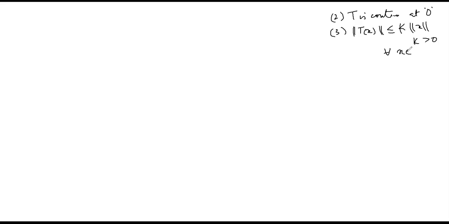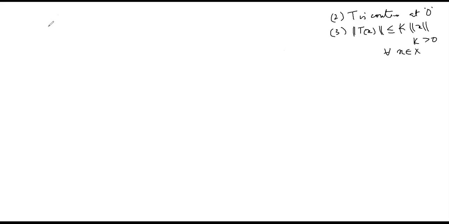Okay, so now I will write again here what 2 and 3 are. 2 is T is continuous at origin. 3 is that norm of Tx is less than or equal to some k times norm of x, where k is some positive real number, for all x belonging to X. So we have to show that 2 and 3 are equivalent, right?